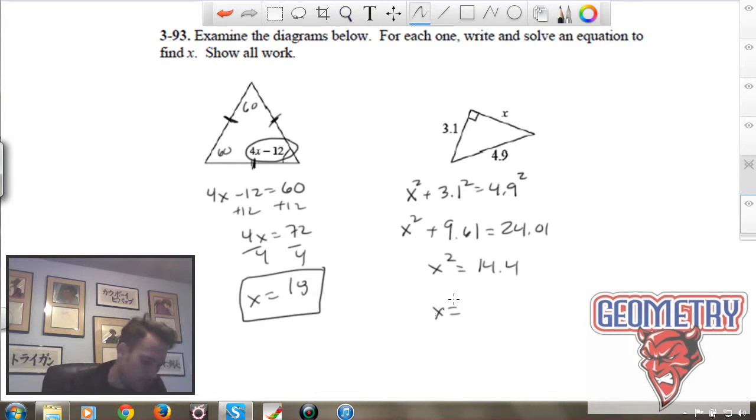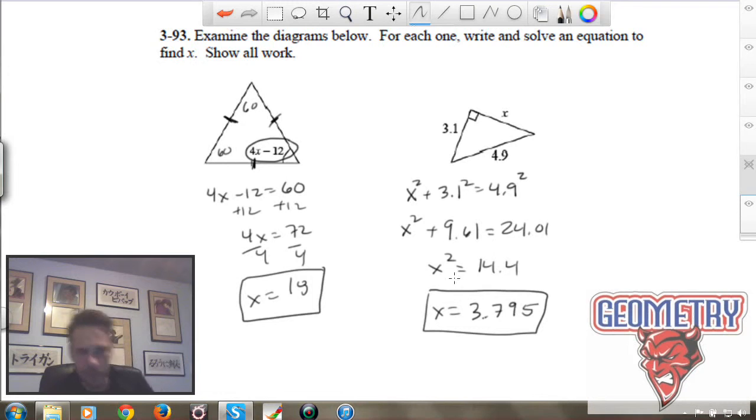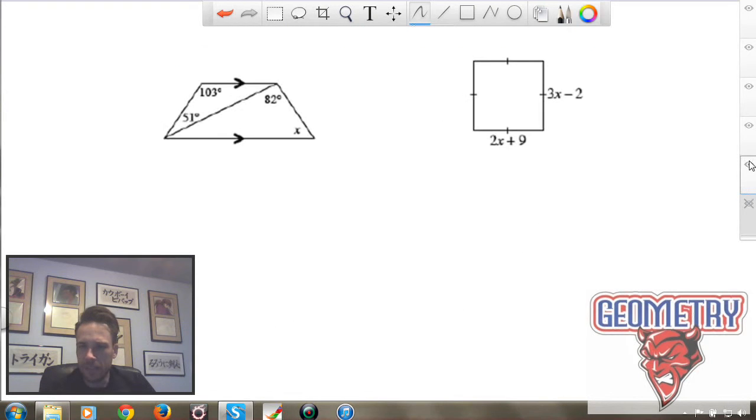When we take the square root of 14.4, we get some messy numbers, 3.795. Okay, so that's not a very pretty problem. But nevertheless, we could use the Pythagorean theorem to solve that out. Okay, on to the next set here.